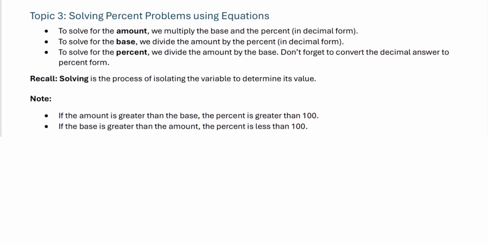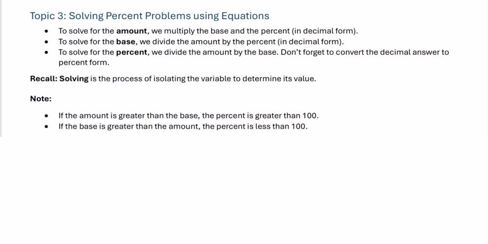When dealing with percent problems, to solve for the amount, we multiply the base and the percent in decimal form. To solve for the base, we divide the amount by the percent in decimal form. To solve for the percent, we divide the amount by the base. Don't forget to convert the decimal answer back into percent form.